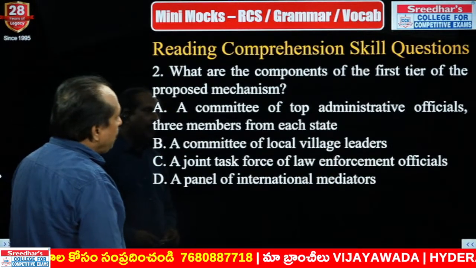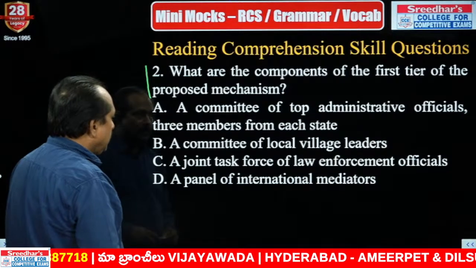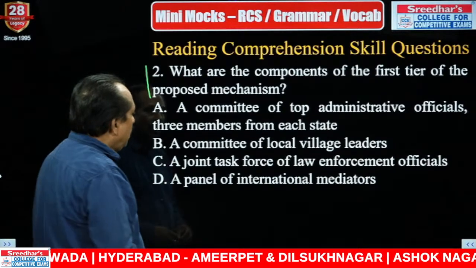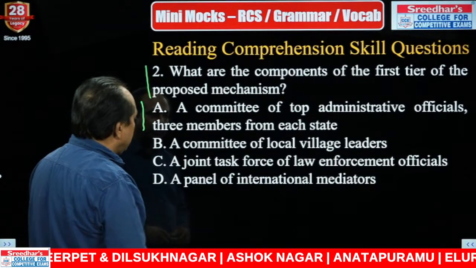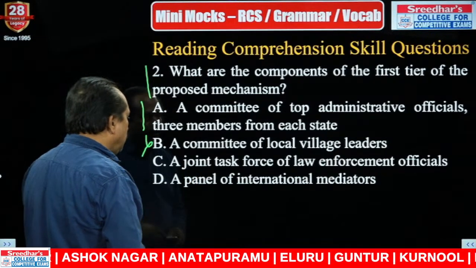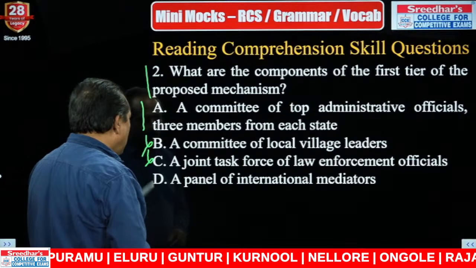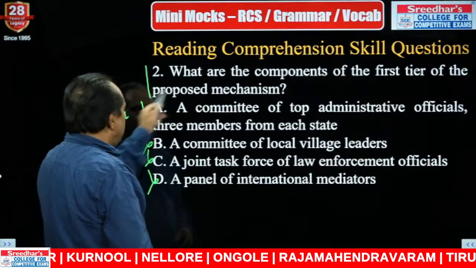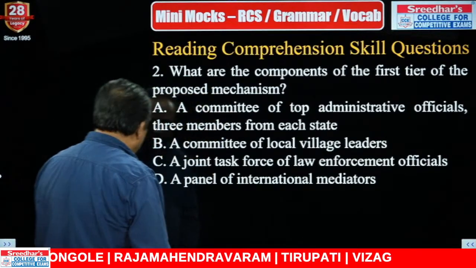What are the components of the first tier of the proposed mechanism? First tier goes with officials. A committee of top administrative officials, 3 members from each state mentioned in the editorial. A committee of local village leaders? No. A joint task force of law enforcement officials? No. A panel of international mediators? Not at all relevant. So what is the answer here? A is the answer. Very good. I appreciate you guys are responding well.